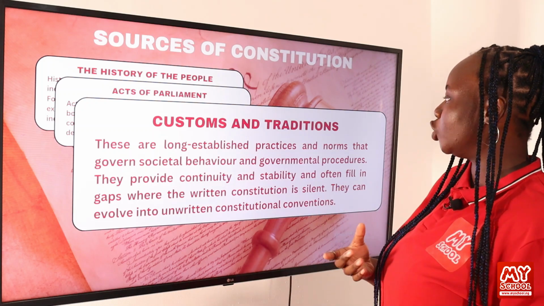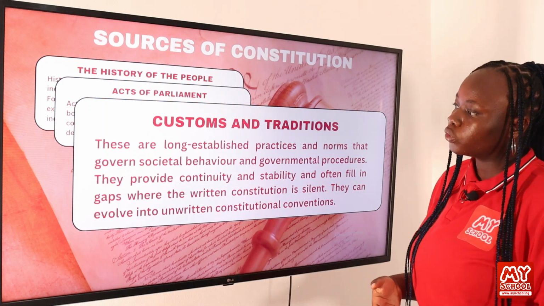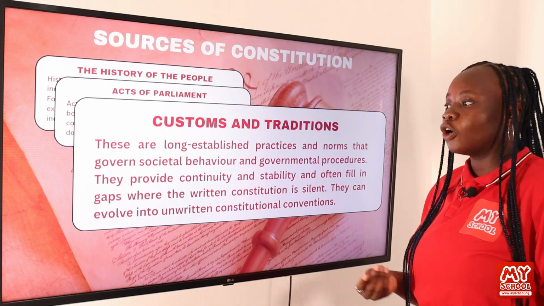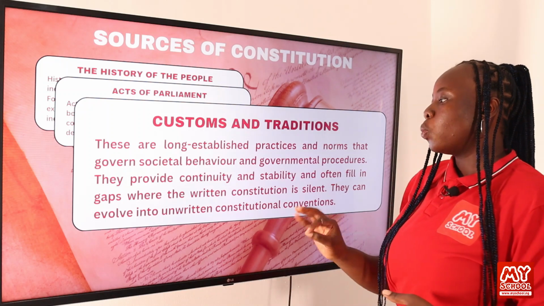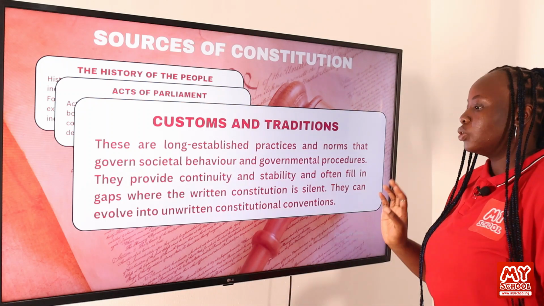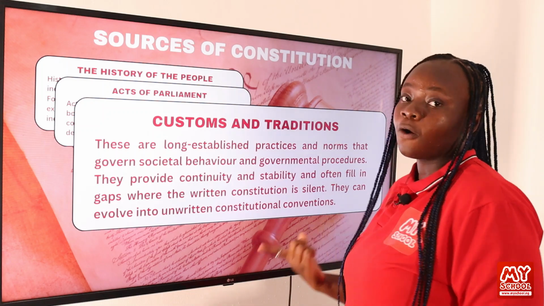So these are long-established practices and norms that govern societal behavior and governmental procedures. They provide continuity and stability and often fill in the gaps where the written Constitution is silent. So they can evolve into unwritten constitutional conventions.